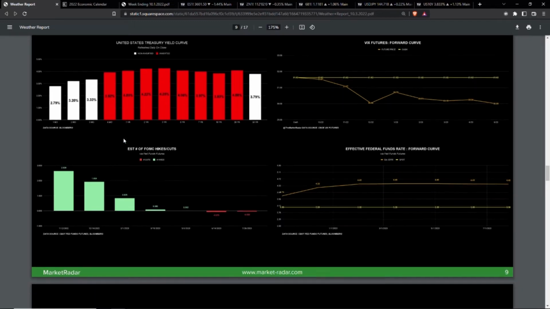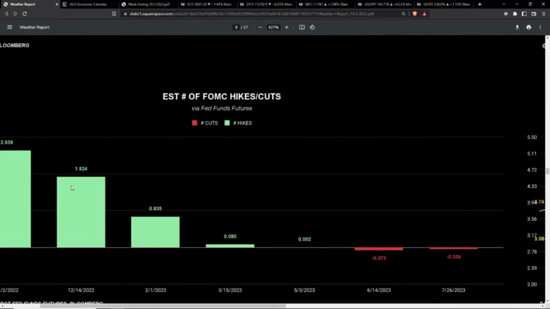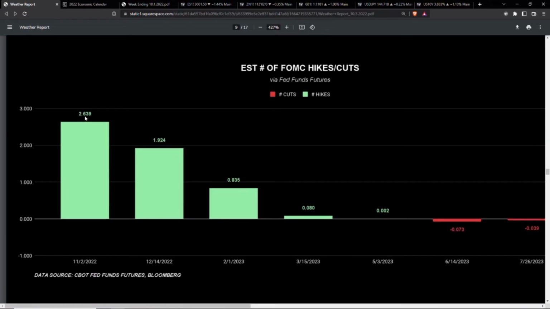Now, we have the estimated number of FOMC hikes and cuts, and this is basically telling us how many rate hikes or rate cuts are priced into each of the following meetings. So this is in percentage terms. If we look at the next meeting we have in November, we have 2.639 rate hikes because it's green. What that means is there's 200% chance of 2 rate hikes and 100% chance of 2 rate hikes.